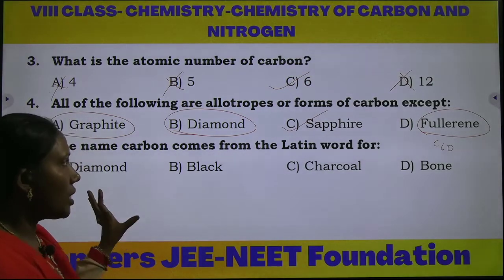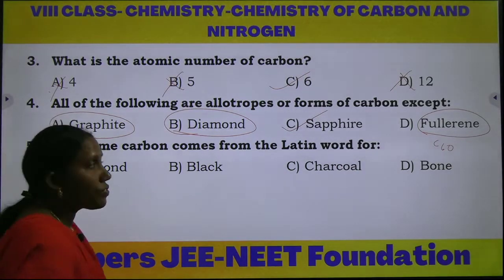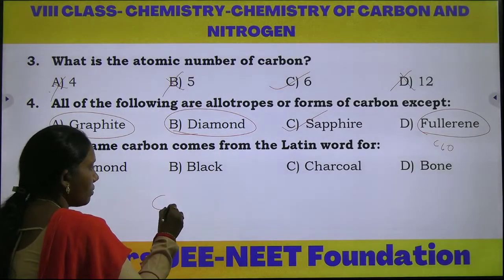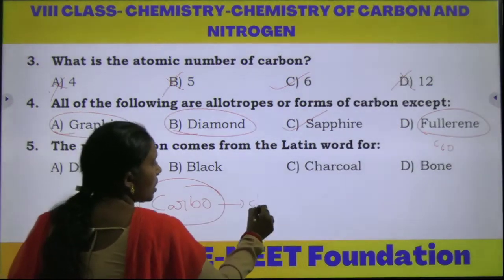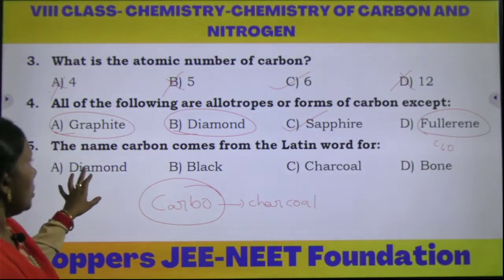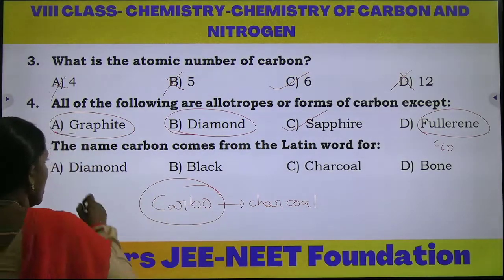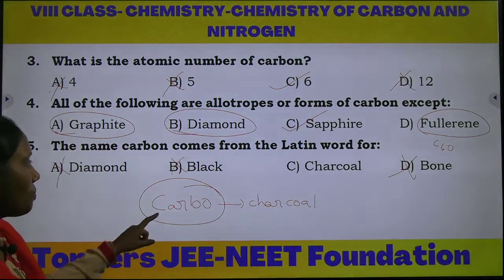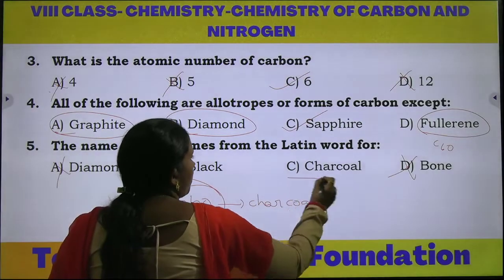The name carbon comes from the Latin word for. See, carbon comes from the Latin word carbo. This carbo means charcoal. So Latin word for diamond, no; this is called charcoal. Black bone, no. A, B and D are wrong. The word carbon comes from carbo, which means charcoal. So we'll go with option C, charcoal.